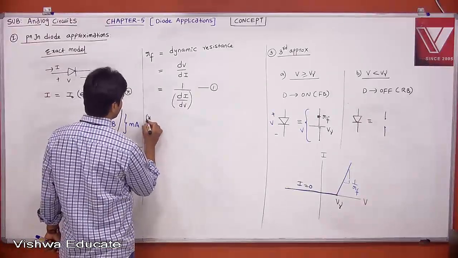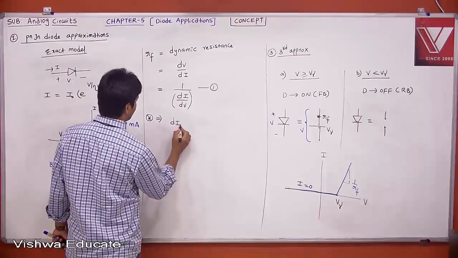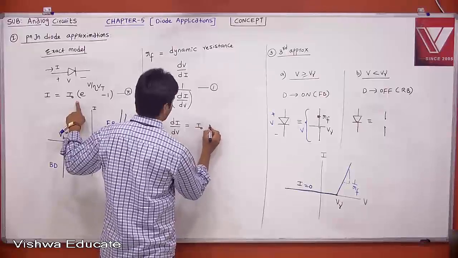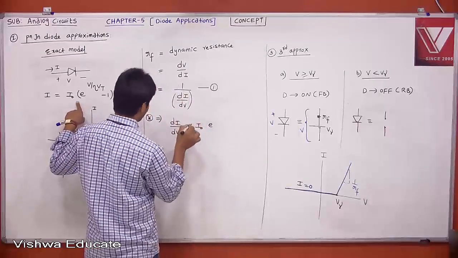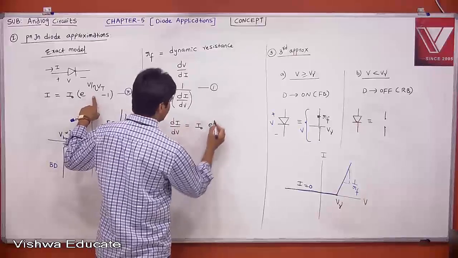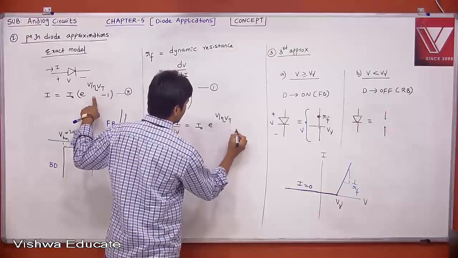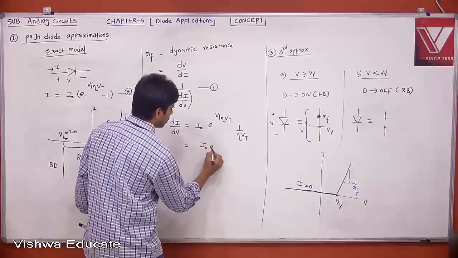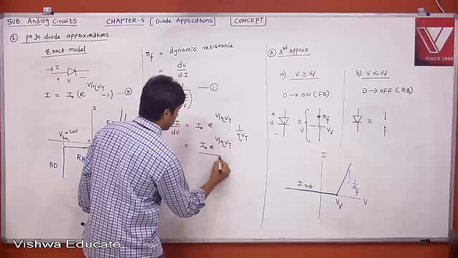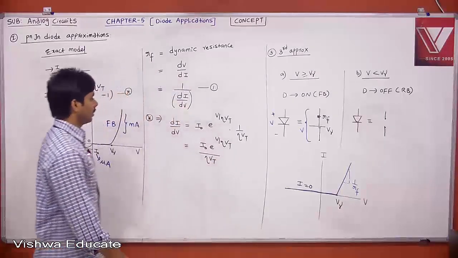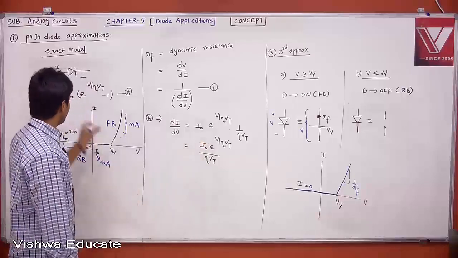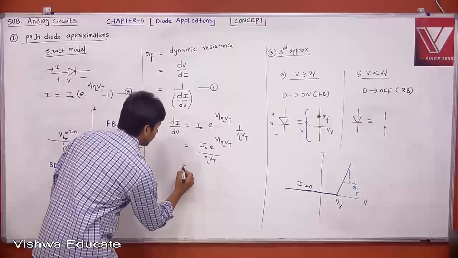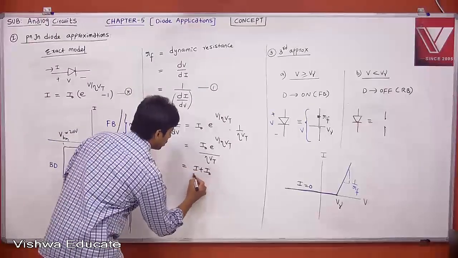Now, star implies, what is dI by dV? dI by dV is I naught, which is constant, into, because we are differentiating with respect to voltage, not with respect to temperature, e to the power of V by eta Vt into 1 by eta Vt. Therefore, this is nothing but I naught into e to the power of V by eta Vt divided by eta Vt. But I naught into e to the power of V by eta Vt is nothing but I minus I naught. If you take that I naught to the other side, this is nothing but I plus I naught divided by eta Vt.